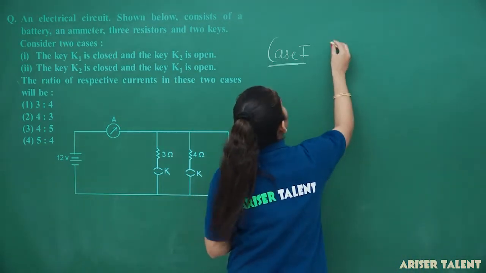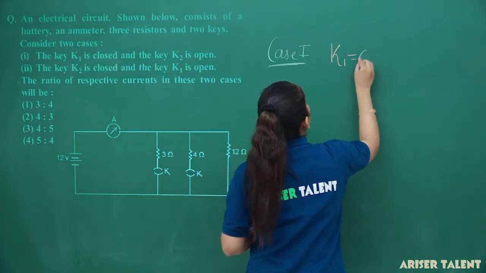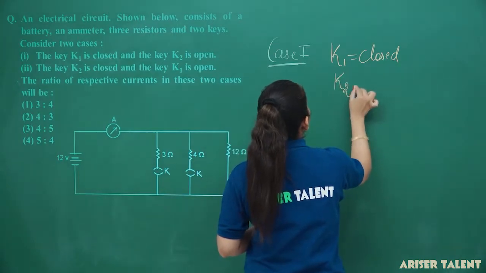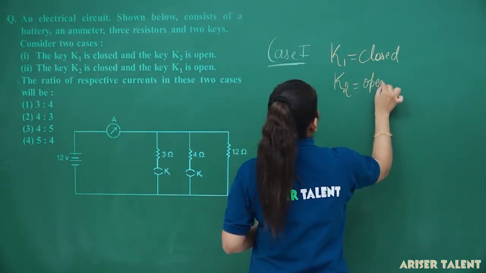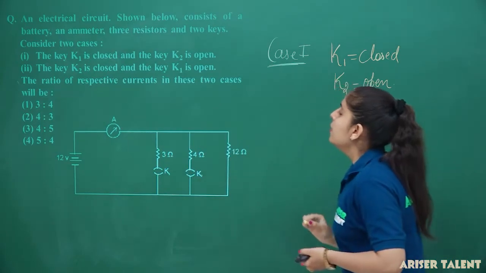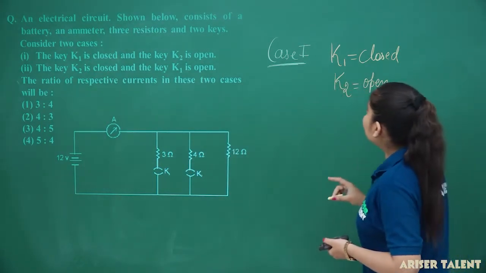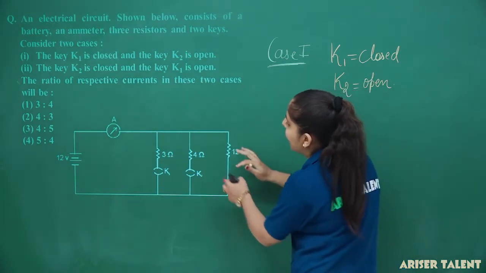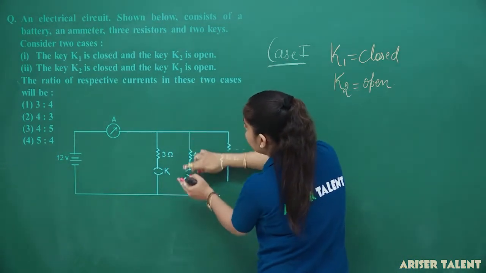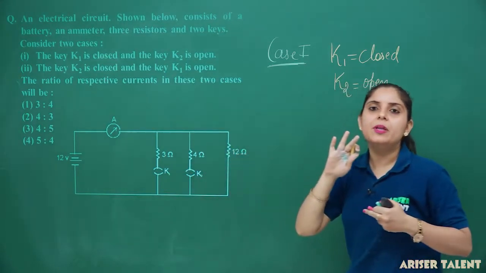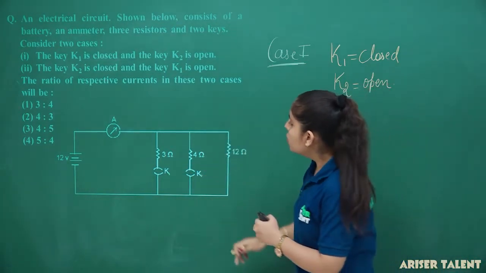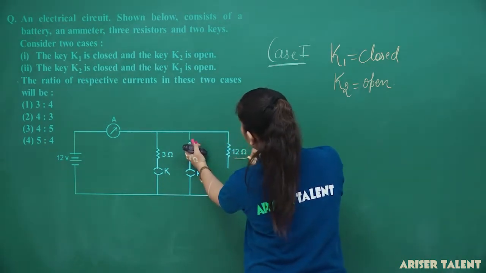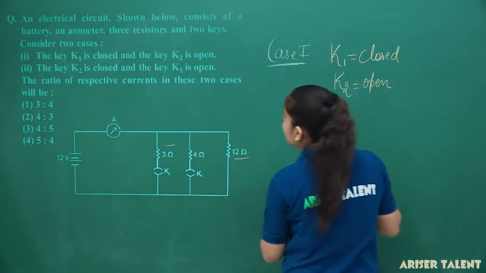So, key 1 is closed and key number 2 is open. Now, if the key 1 is closed and key number 2 is open, so I can say that this system will not work. If it is an open system, it means there will be no current flowing in this key 2. So, I am not assuming key 2 in this part. So, what are the resistances here? 12 ohm and 3 ohm.